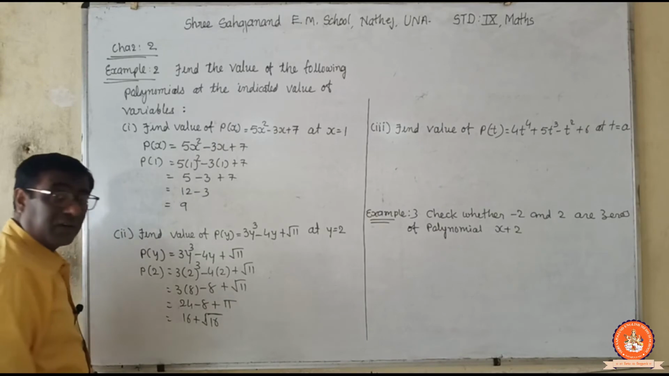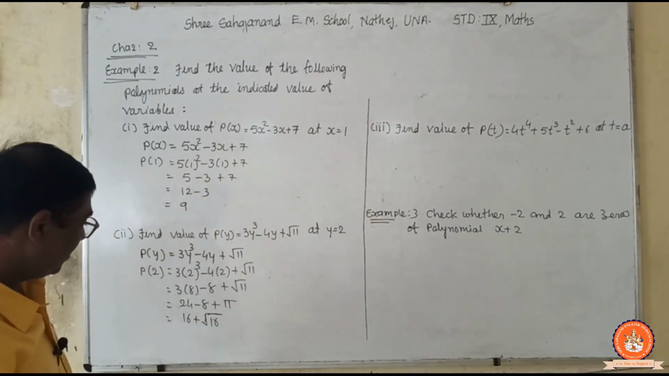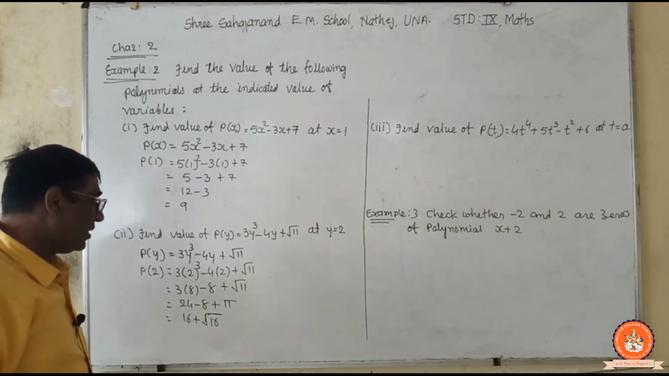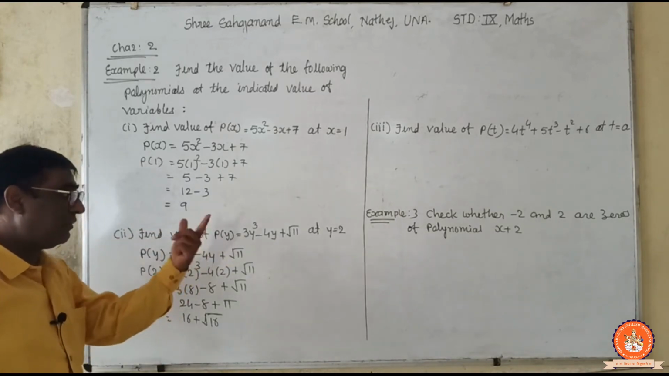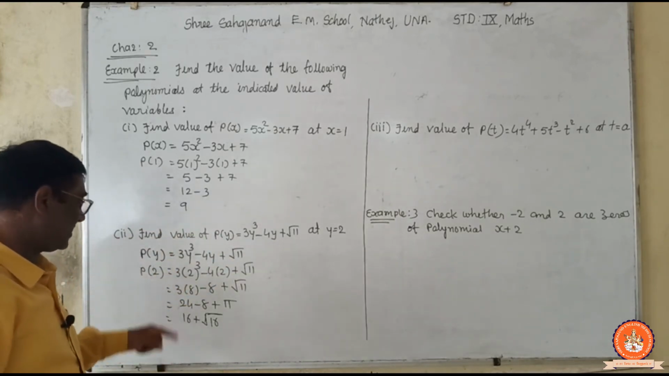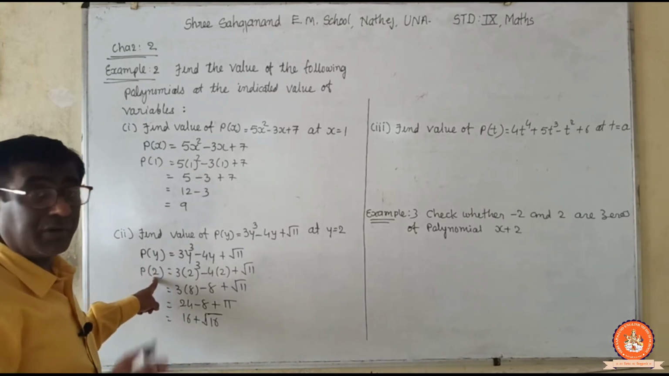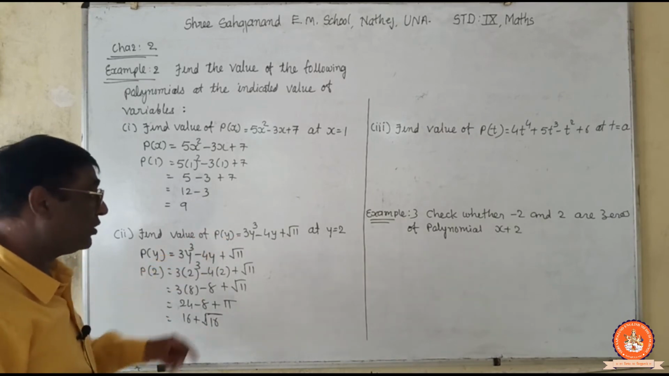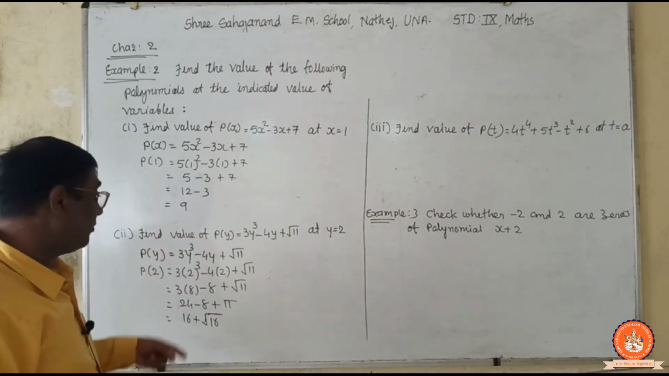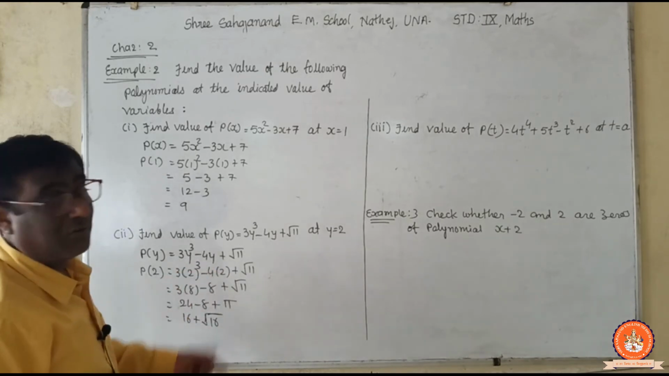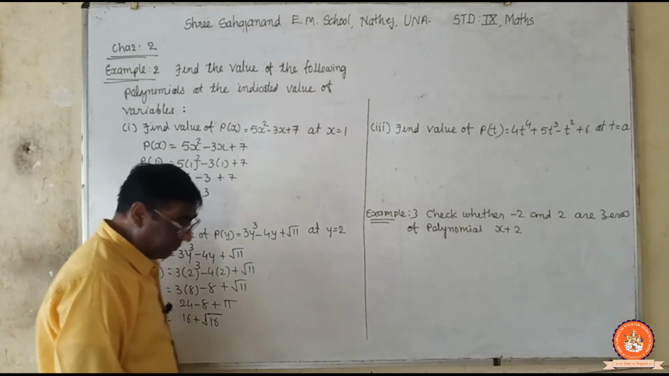Okay, you cannot further simplify it. 16 plus root 11. So the value of the polynomial at the given value y is equal to 2 is this. So once again, y is equal to 2 is not a 0 of this polynomial, because the value of the polynomial is not 0 at y is equal to 2.